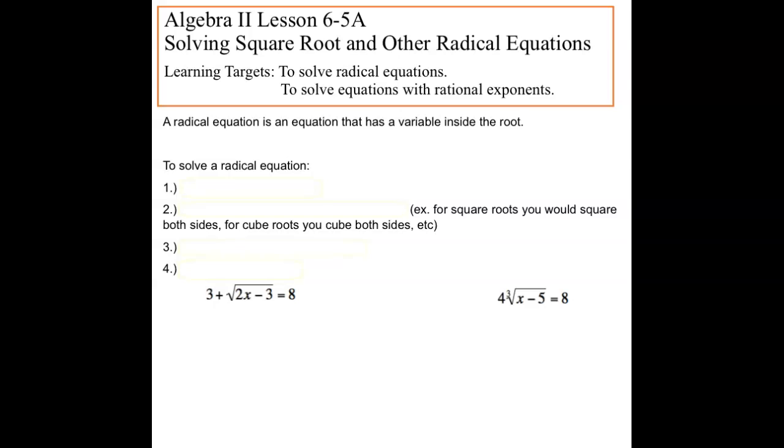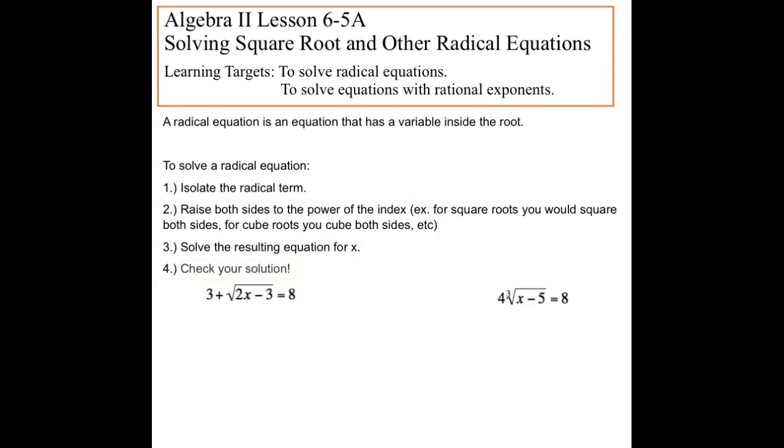So a radical equation is an equation that has a variable inside the root. To solve them, our first step is to isolate the radical term. Our second step would be to raise both sides to the power of the index. For example, square roots, we would have to square both sides. For cube roots, we would have to cube both sides, etc. Our third step is then to solve the resulting equation for x. And our last step, which is very important, is to check our solution.